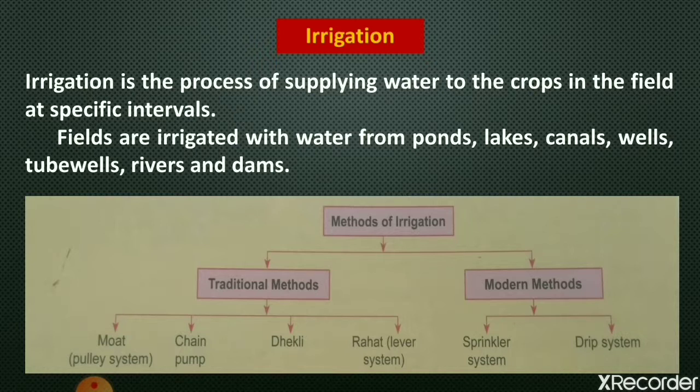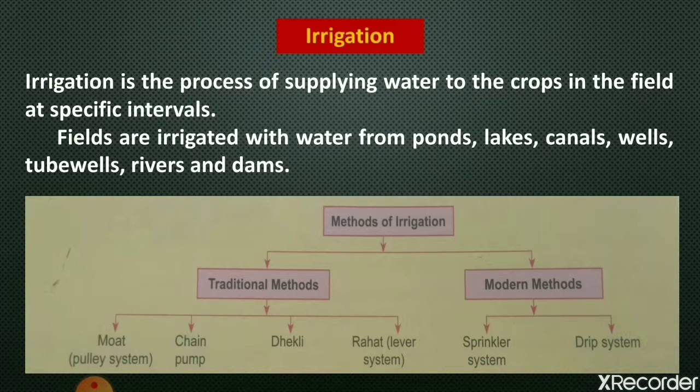Now we know that water is very important for crops. Without water, seeds will not germinate, roots will not develop properly, and they will dry. Nutrients also move up in the plants from the soil only in the presence of water, and water protects the plants from seasonal variations like frost and hot air currents. So water is very important for the proper growth and development of crop plants. Now we know the sources of irrigation. Fields are irrigated with water that we take from ponds, lakes, canals, wells, tube wells, rivers and dams.